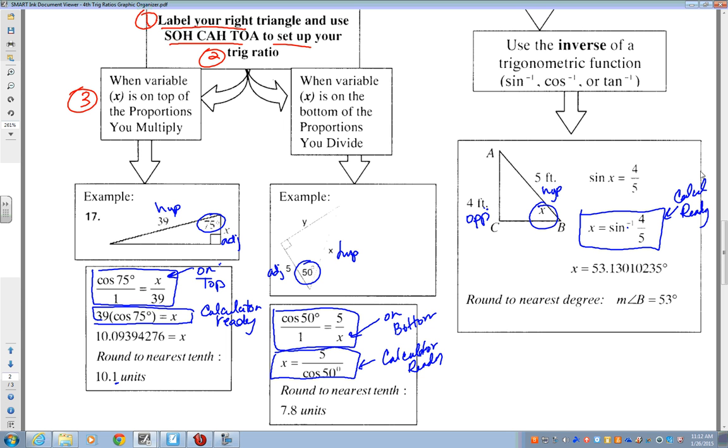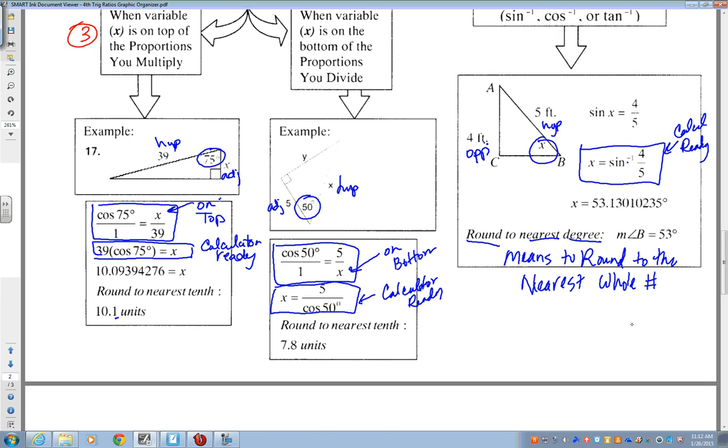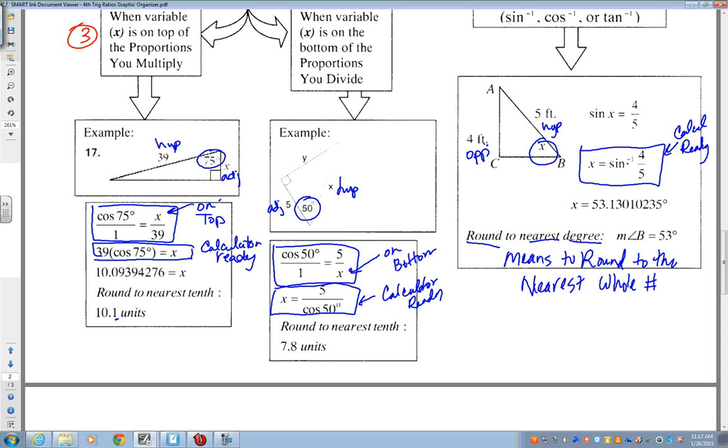I need you to round to the nearest degree, which means to round to the nearest whole number. So in the example, they did that. They got 53.13, but they're going to round to the nearest whole number. That's why it's just 53 degrees.